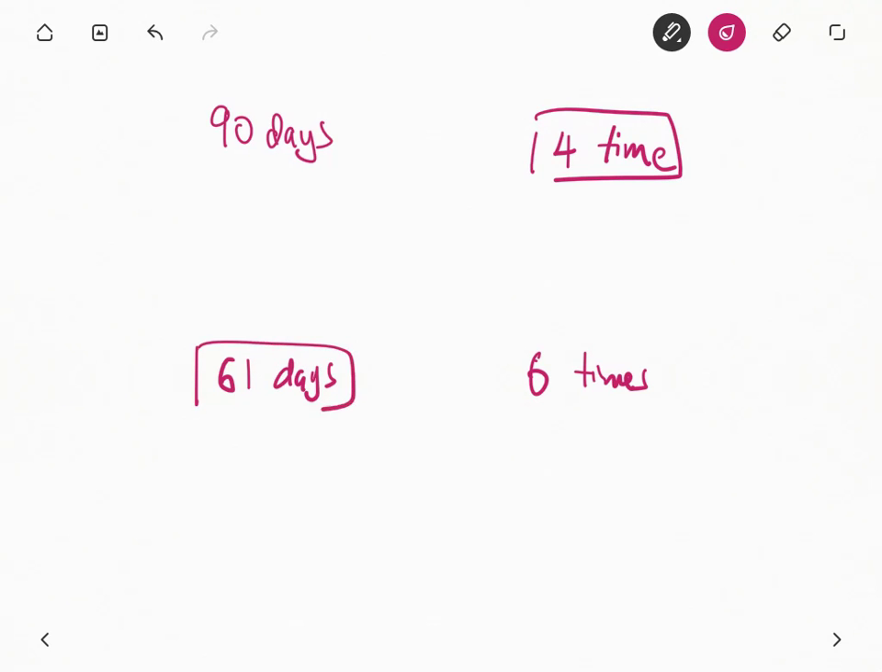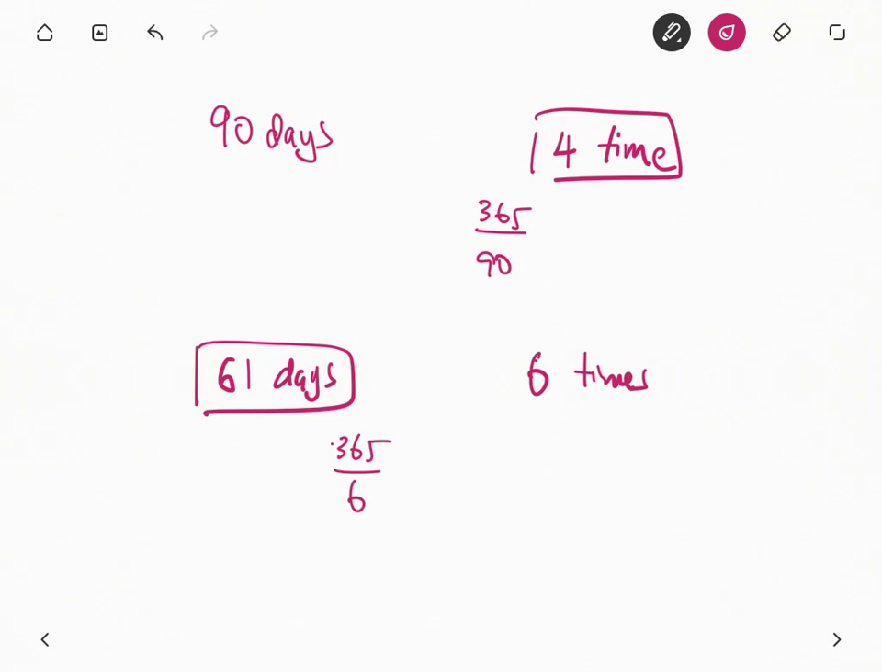How do you convert? From 90 days to convert into times, you take 365 divided by the amount here, 90. How to get from 6 times converted to days? Same thing, 365 divided by the 6. It's always 365 divided by the info provided. You have 61 days. Okay?